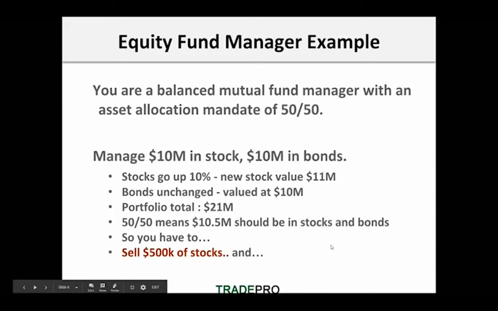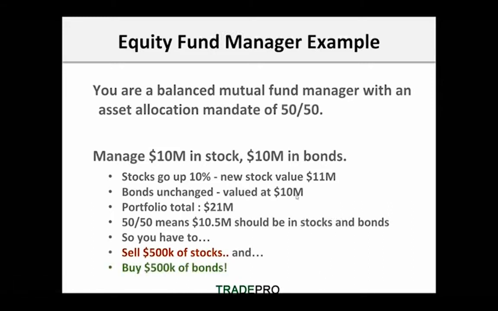Reallocate, exactly. So what you got to do is sell 500,000 of stocks and at the same time buy 500,000 of bonds. That right there is an asset mix reallocation trade.